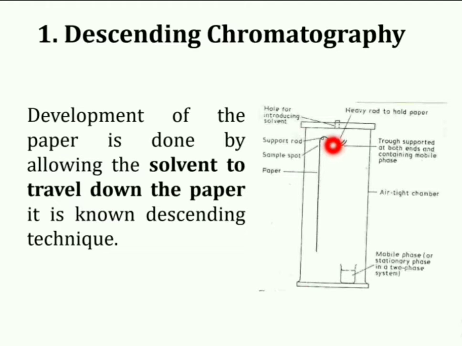First type is descending chromatography. In this technique, the solvent moves towards downside. When the development of the paper is done by allowing the solvent to travel down the paper, it is known as descending technique.